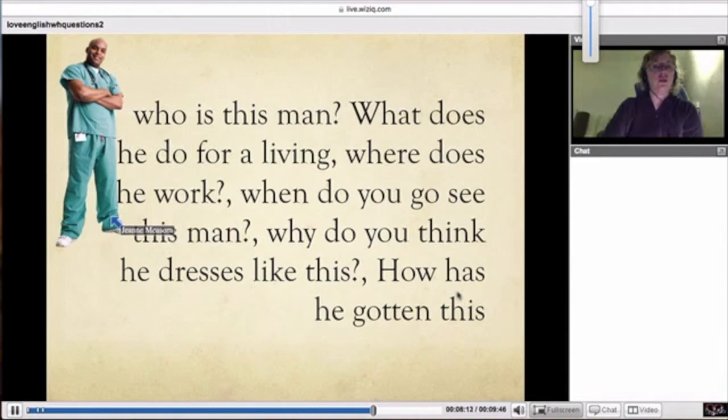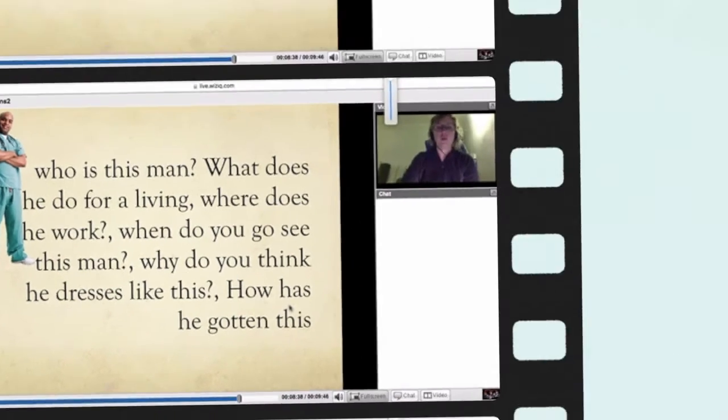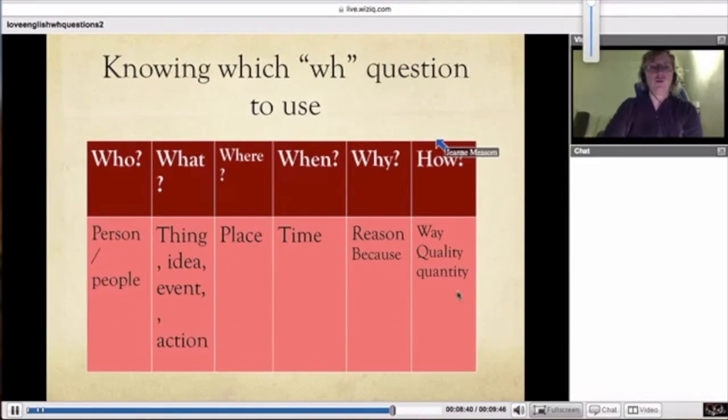You know, what does he do for a living? Do you think maybe he's a doctor, I would say? Where does he work then? Well, he could work in the hospital. When do you go see this man? When you're feeling probably unwell? Why do you think he dresses like this? For his job, I would have to say. So there is an example of all the WH questions. And again, it's about gathering the information. So none of these are yes or no questions.